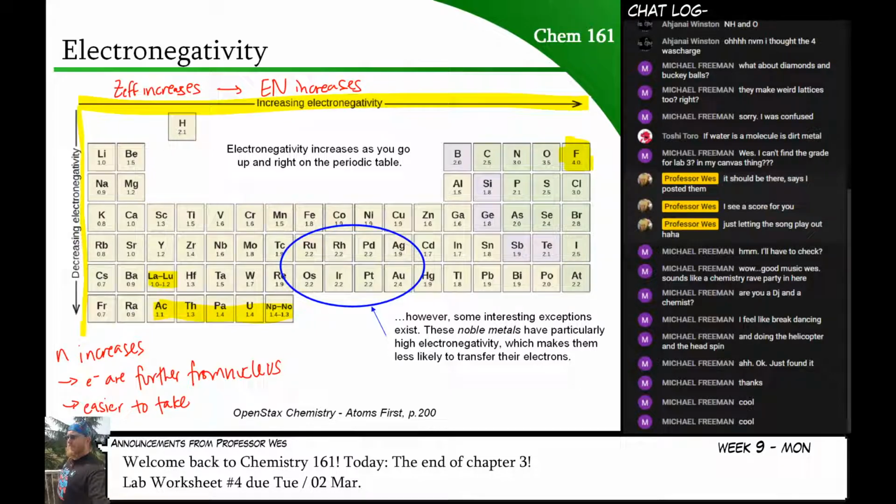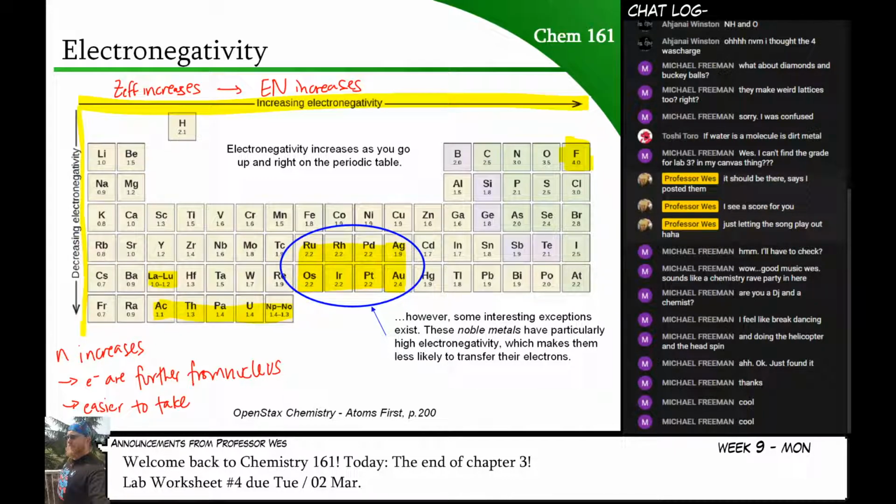Now, there are some interesting weird things in the middle of the periodic table. This section that I've circled is called the noble metals. We'll highlight them. The noble metals have a higher than normal electronegativity compared to the elements that are around them. This is kind of a weird phenomenon. This has to do with atomic size. These atoms get particularly small relative to the elements that are around them.